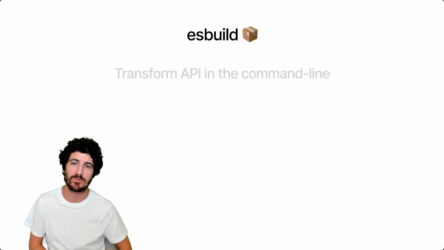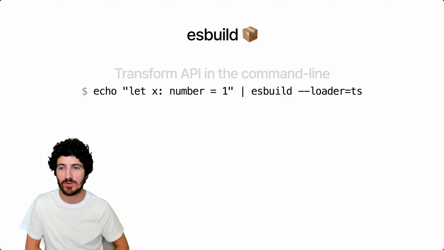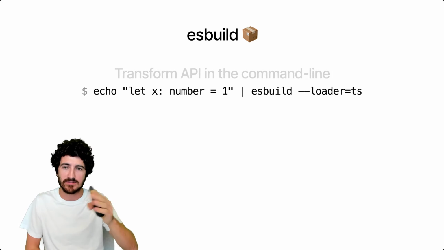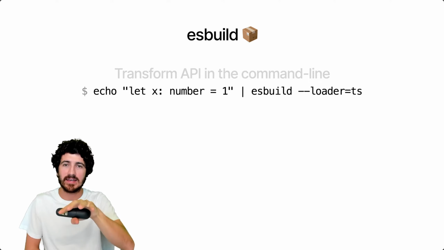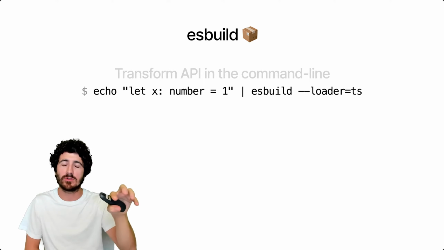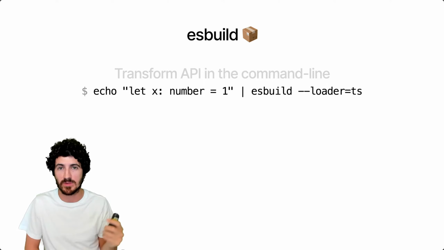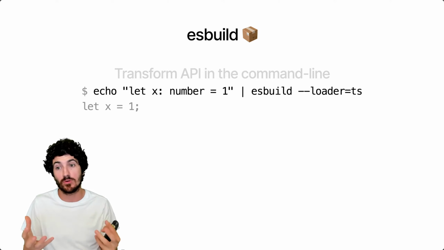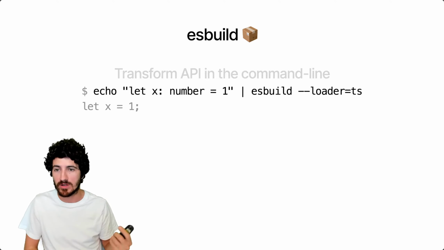So we can use the transform API in the command line. So we'll run, for example, an echo command. So we print something, and then with that pipe, right, we're printing here that piece of TypeScript code, and then we run ESBUILD with the TypeScript loader on that piece of text that is being printed. And then we get this, right? So we get JavaScript code that can run on the browser or anywhere.